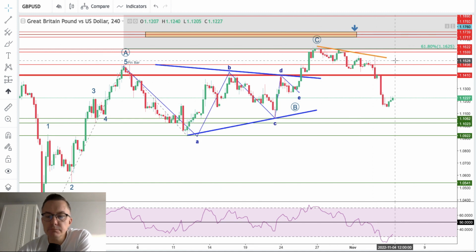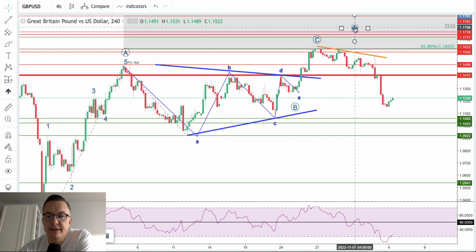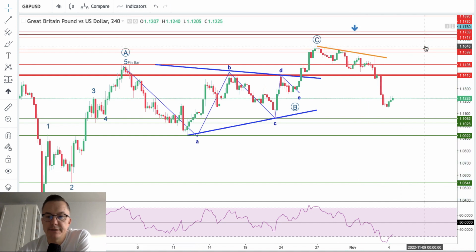So what do we have here? Very interesting situation. It doesn't look like this level will be relevant anymore, so we got the ABC to the upside completed, 61% completed, so we don't need this one either.